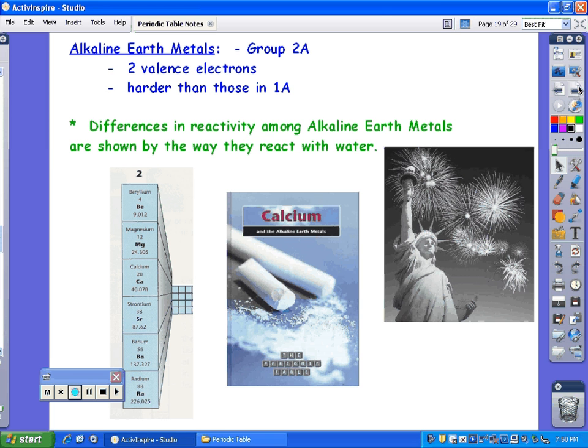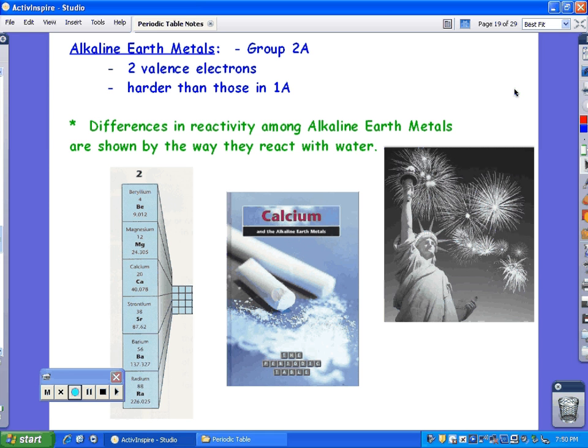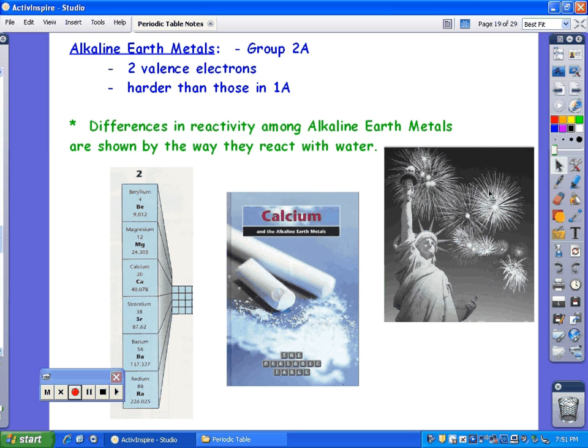Similar or familiar ones to you are calcium in your bones. It's in your teeth. It's a metal. Your teeth are not metal, but they have calcium in them. Same thing with your bones. They have other compounds inside besides calcium. Magnesium's in fireworks, so that's what this picture here is about.